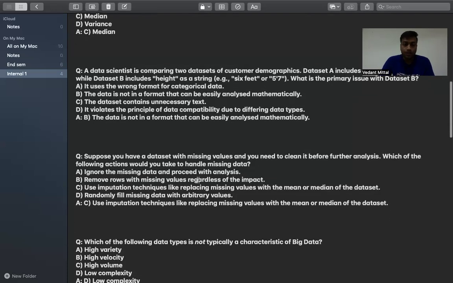The next question is, suppose you have a data set with missing values and you need to clean it before further analysis. Which of the following actions would you take to handle missing data? So we use imputation techniques like replacing missing values with the mean or median of the data set.